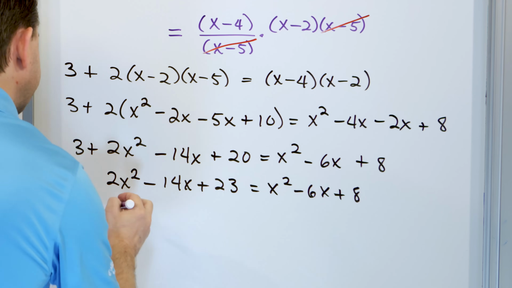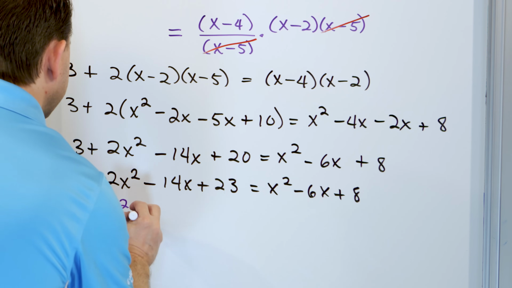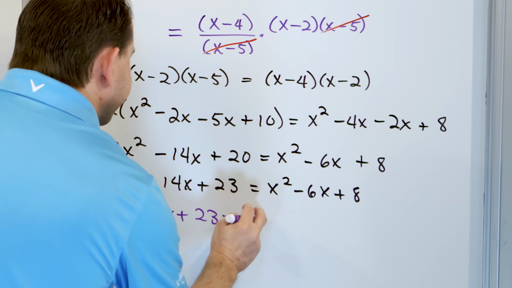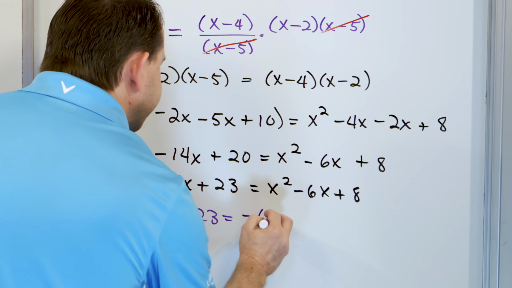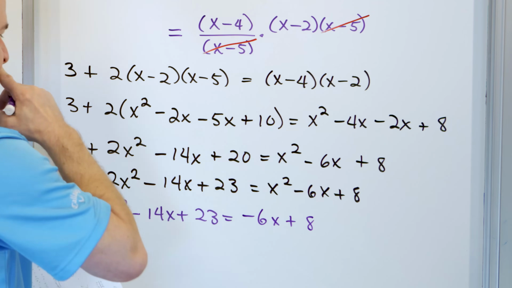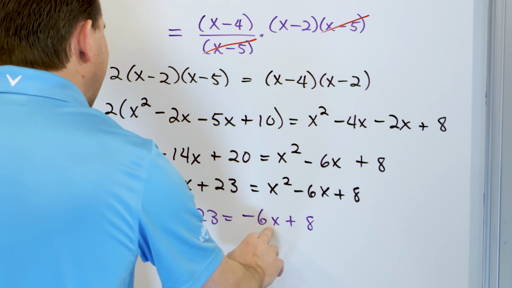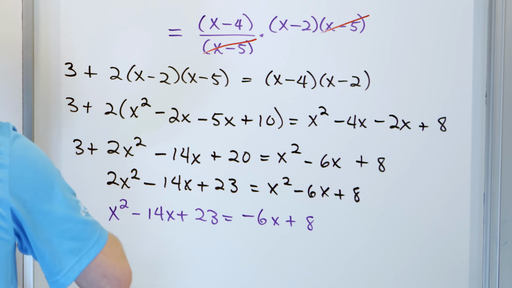So 2 minus 1 gives me 1x squared minus 14x plus 23 equals, now it's gone from the right, so we have negative 6x plus 8. Okay? Now in the next step, I'll switch colors again. We're going to move the 6x over by addition. We're going to add it over here.